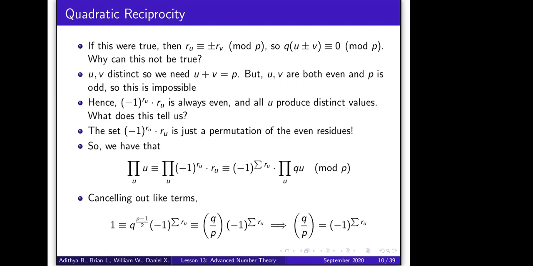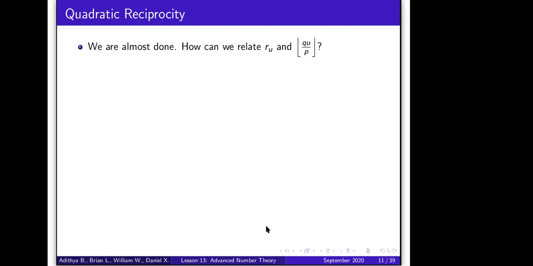Okay, so now we have q over p is equal to negative 1 to the sum of ru. But remember, this isn't the form we want. What we want is that the sum at the top is actually the floor of qu over p. So there's still work to be done. So how can we relate ru with the floor of qu over p? Remember that ru is the residue of qu mod p.